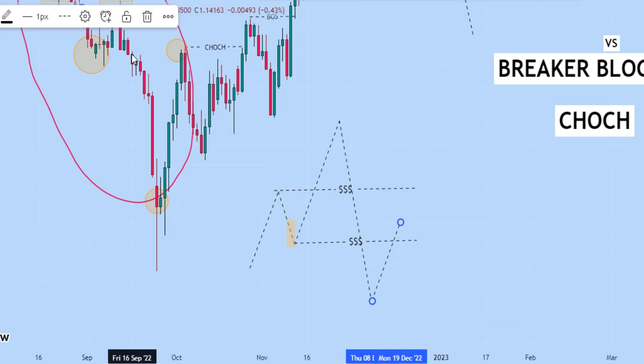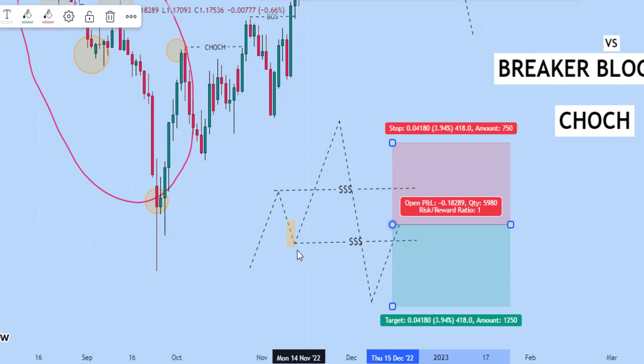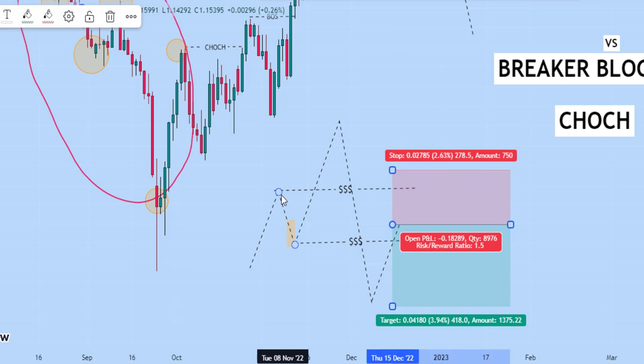Now, if you watch the video on PD array, you will know how to use this properly. Make sure you go to my YouTube channel and watch it. So we can take a trade from here, that is this breaker block. We want to take the trade from there and our stop loss is mostly above this.